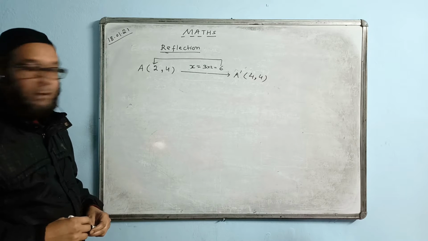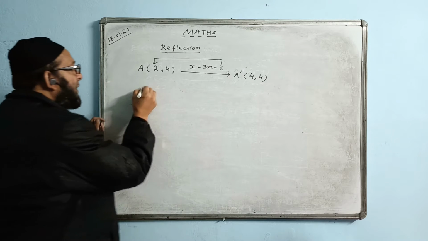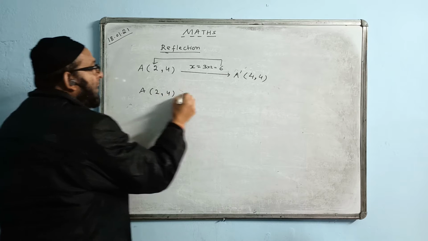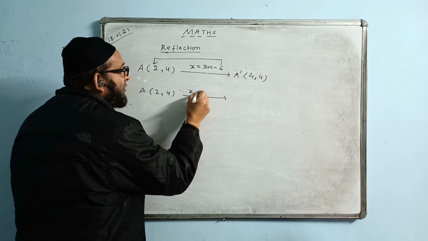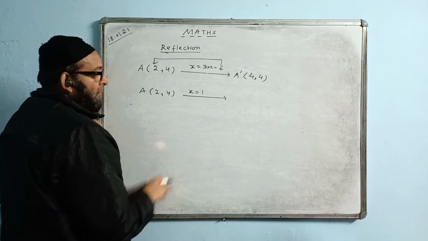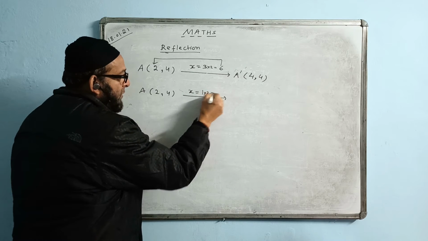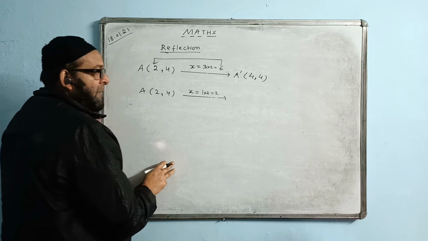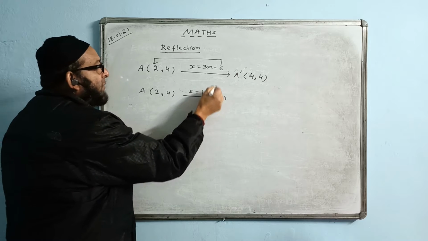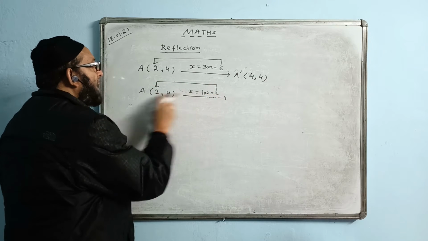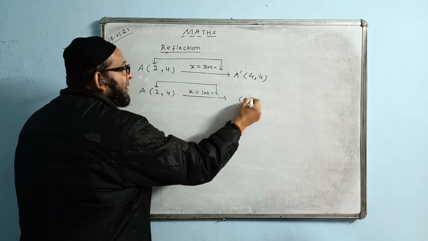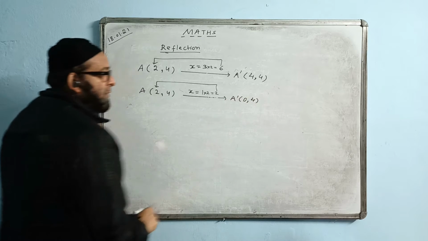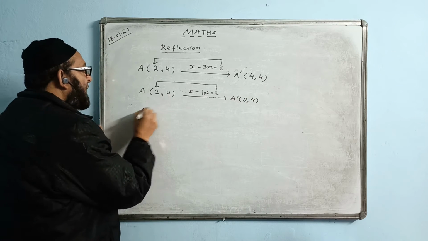Understood? So I give another example. Suppose A is given (2, 4) and we are reflecting in the line x = 1. What should I do? Multiply by 2, always. Write down the answer: 2. This is the value of x. From the x value we will subtract this: 2 minus 2. What is the answer? 0. The other thing remains the same.